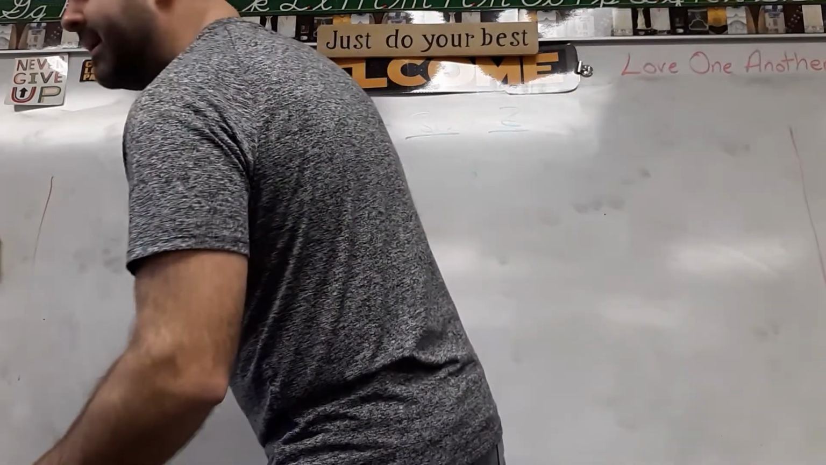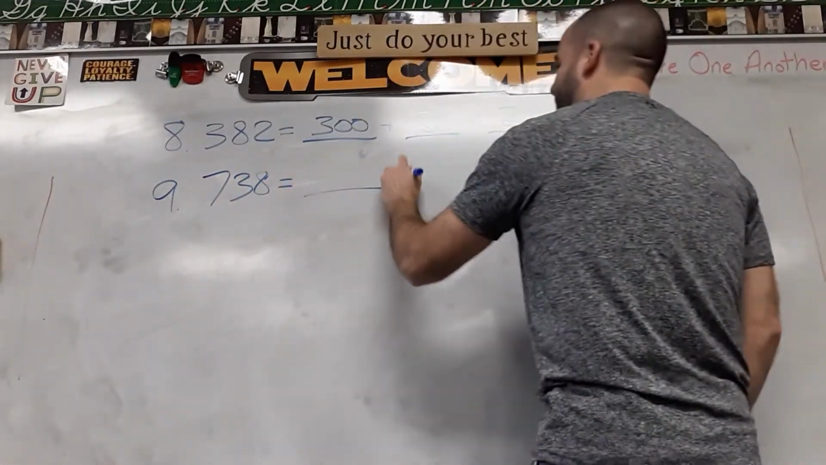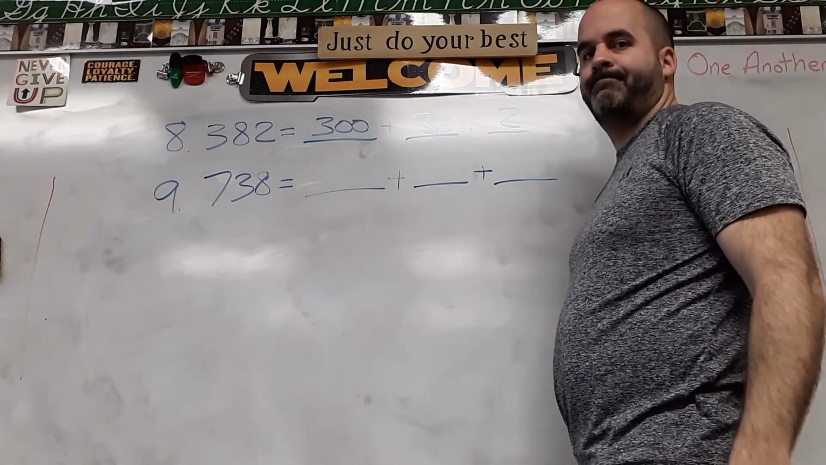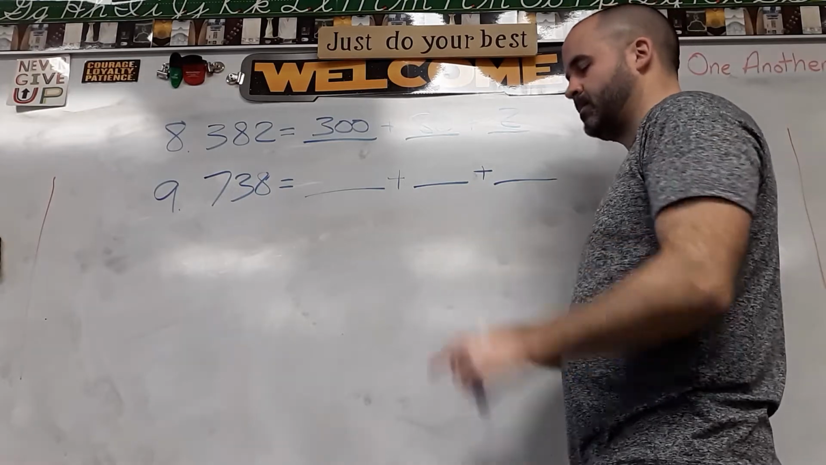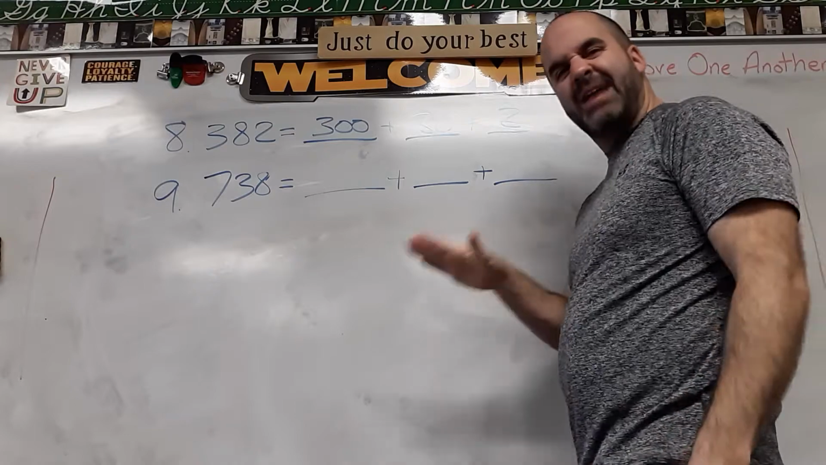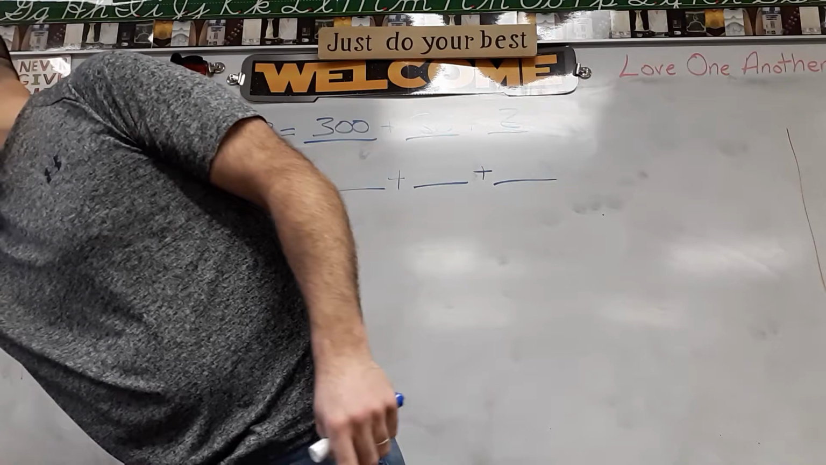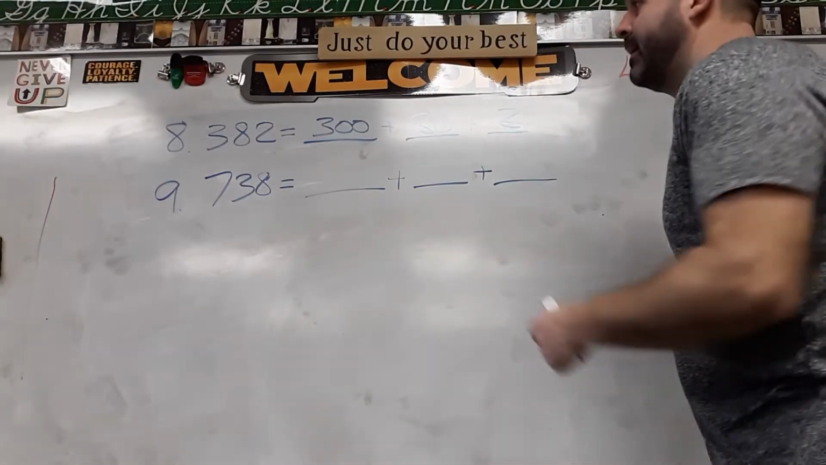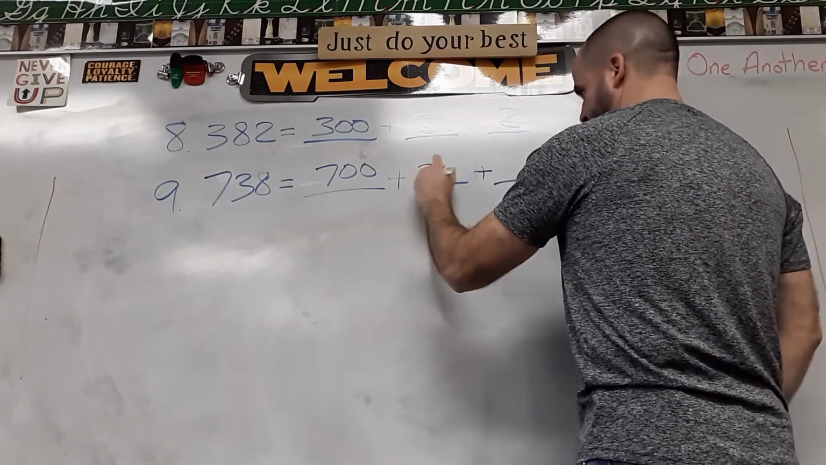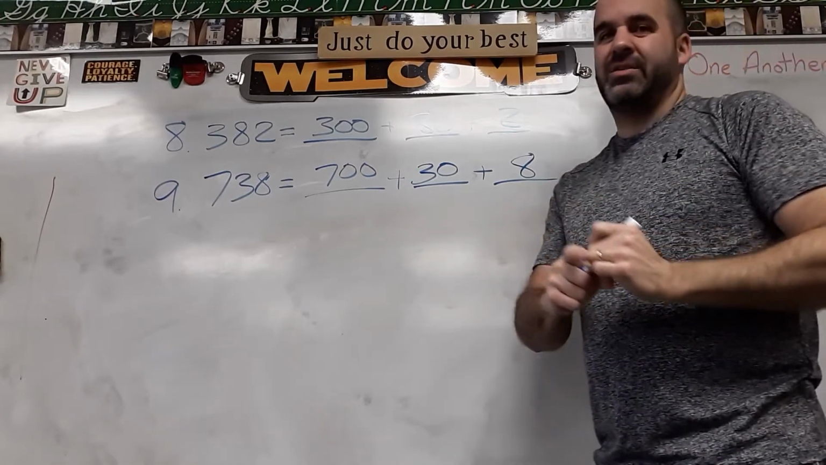Okay, let's do number 9 together. 738. All right. Brenna, what'd you come up with? Good. 700 plus 30 plus 8. Okay, so that's what we're doing on these.